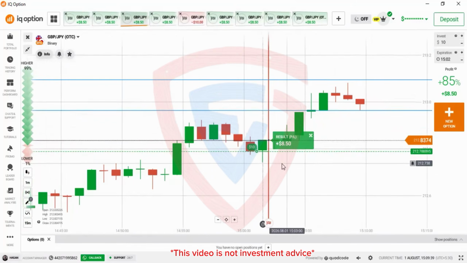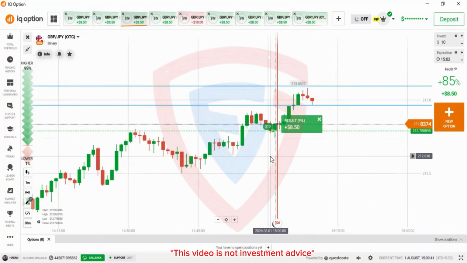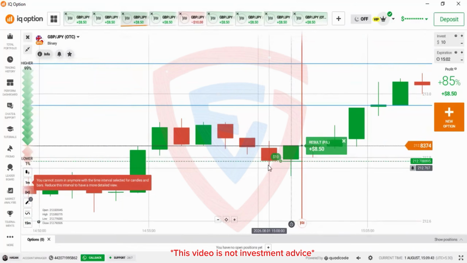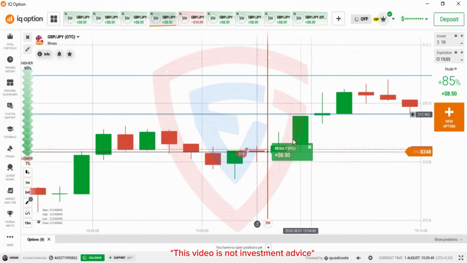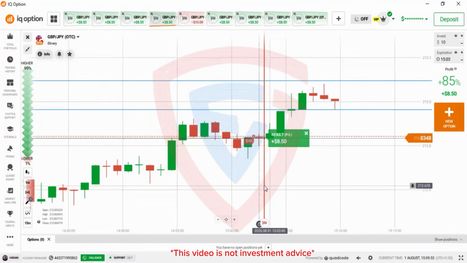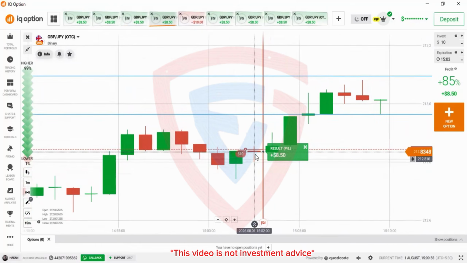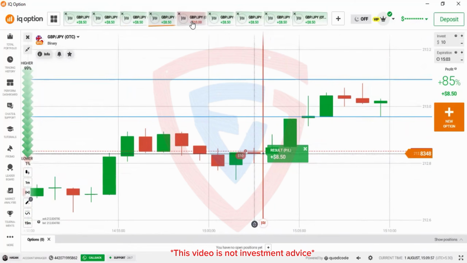And this is my third trade. Because of this level, there is a level, and I saw lower rejections in this candlestick. That's why I placed here a higher option trade. And this is my fourth trade. Because of this level, and there is a new low still. That's why I placed here a lower option trade.